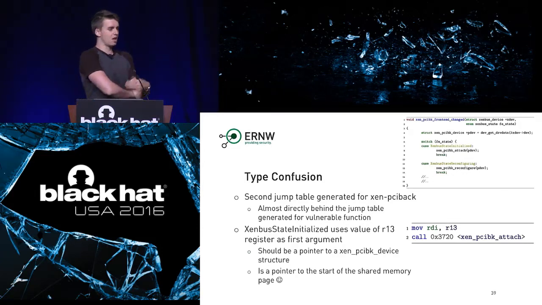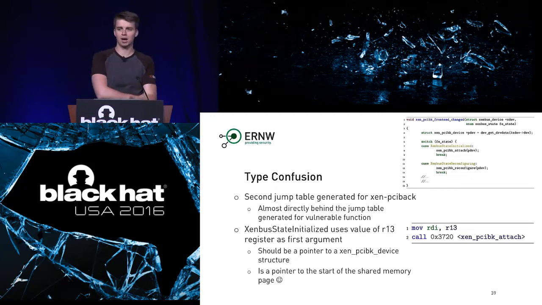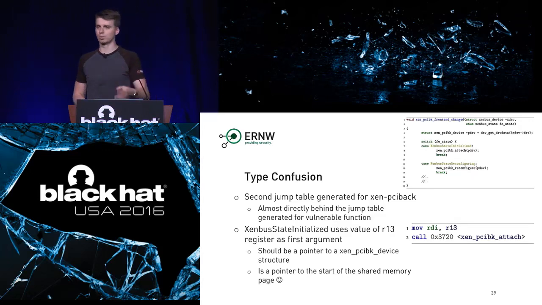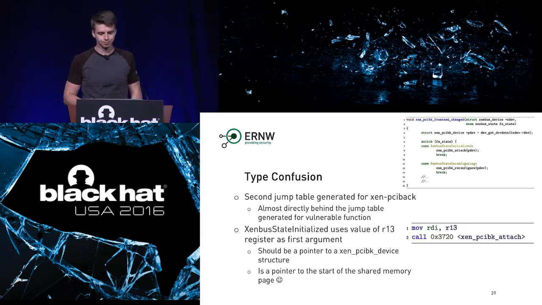And if you look at the disassembly again of this function, you will see that they take the R13 pointer as the first argument and then call Xenpwn back attach. And this is interesting because normally if you jump into this case statement, R13 should be a pointer to the Xenpwn back device structure, but now it's simply a pointer inside our shared memory region, so something we completely control. So now we have a type confusion where we can call Xenpwn back attach with arbitrary arguments.